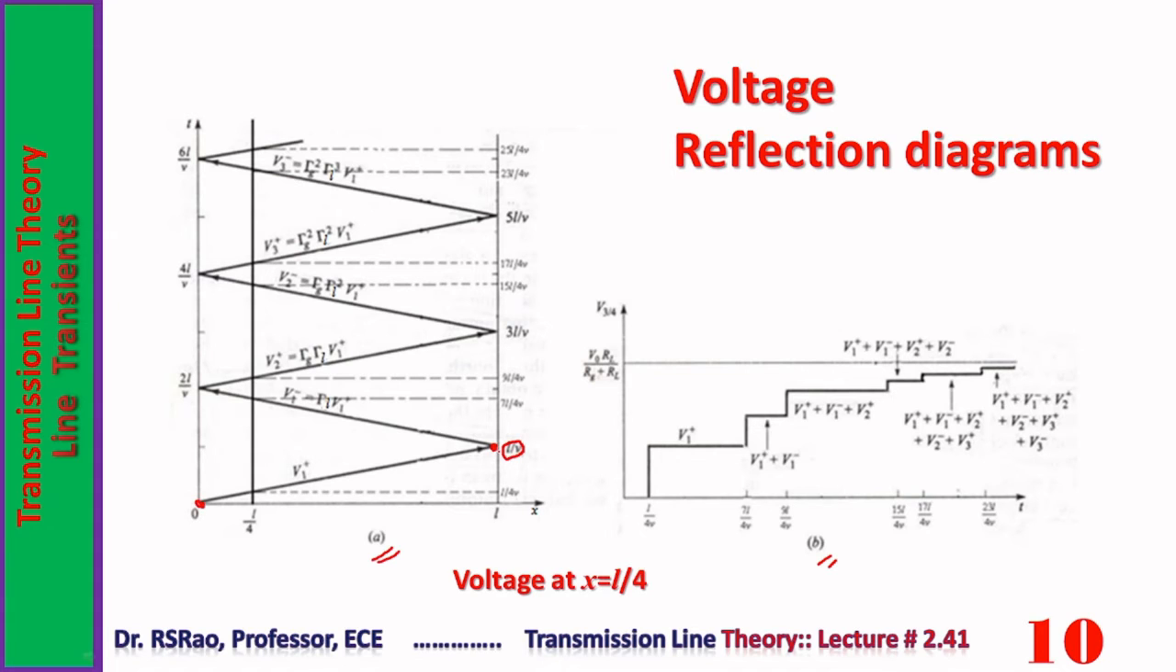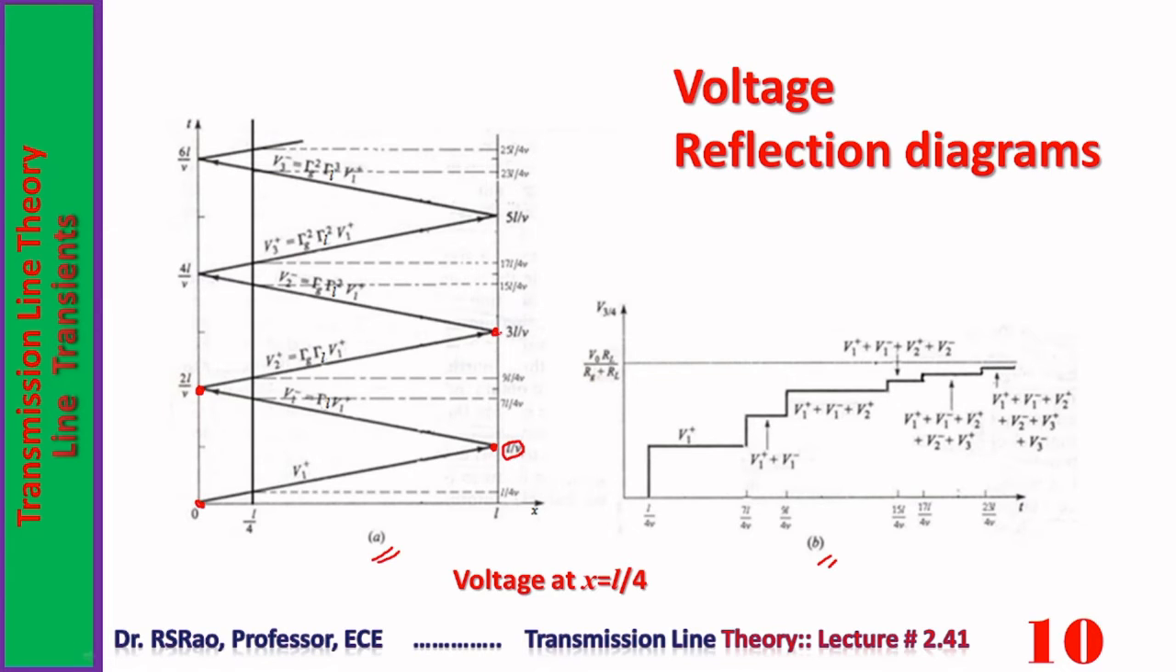So at the load end, again a reflected wave comes into being and it starts traveling towards the source. It also takes a time equal to L by V to reach the source from the load. Therefore, at an instant equal to 2L by V, the first reflected wave reaches the source. Again, reflection happens. It takes another L by V time to reach the load.